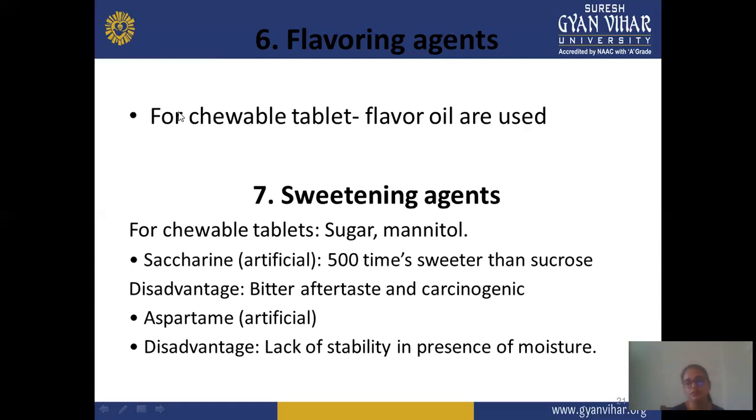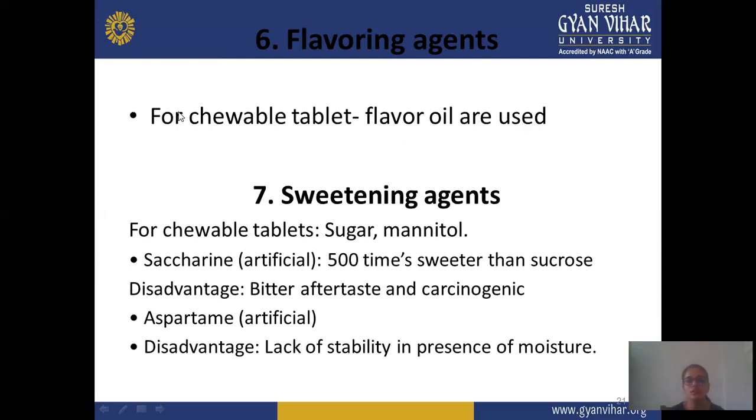But the disadvantages of saccharin are a bitter aftertaste and that it is carcinogenic. These are its side effects. So avoid saccharin, because it may show a certain bitter taste after use or after a certain period of time, or it is carcinogenic, causing cancer.